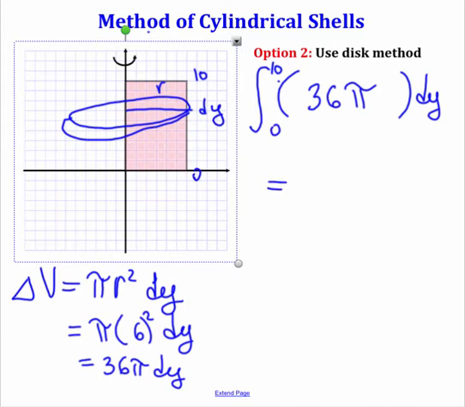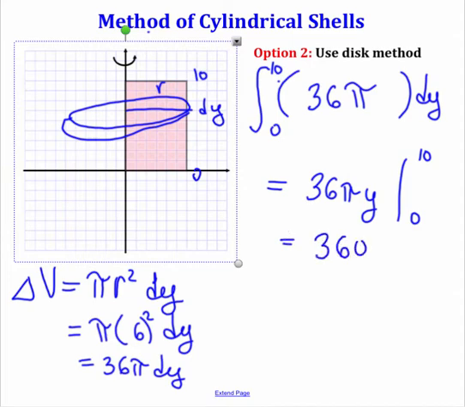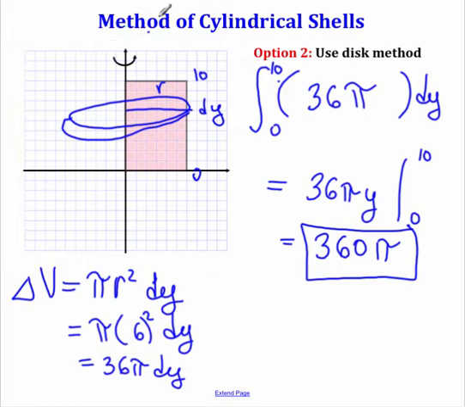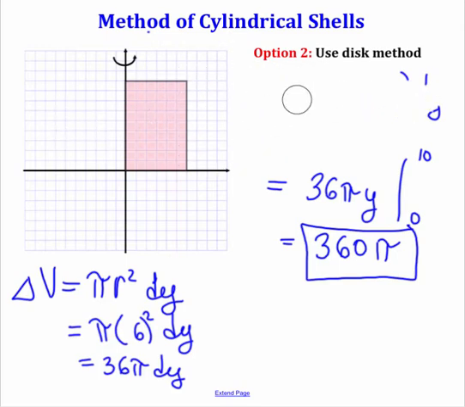So we can double check, and we don't need a calculator here. The antiderivative of 36 pi would be 36 pi times y, and we're going to integrate it from 0 to 10. Using the fundamental theorem of calculus, we'll simply get 360 pi once again, which means that we are on the right track. Then I'm going to show you how we can use the shell method, which is the new one, to find the same exact volume.